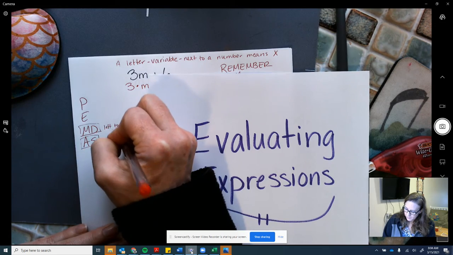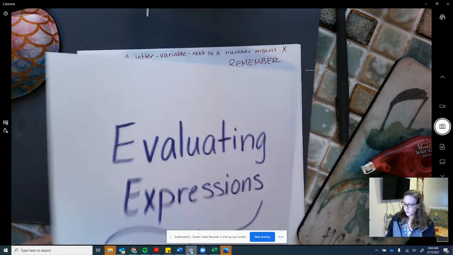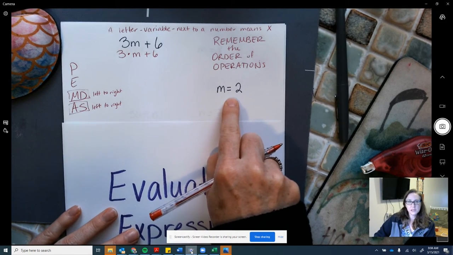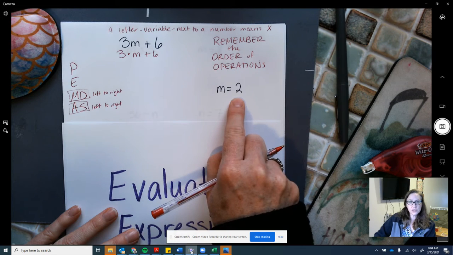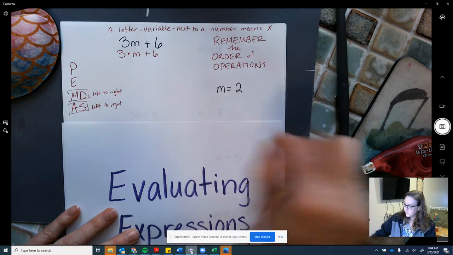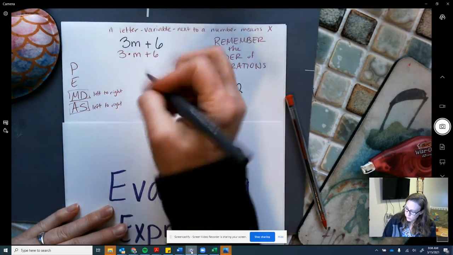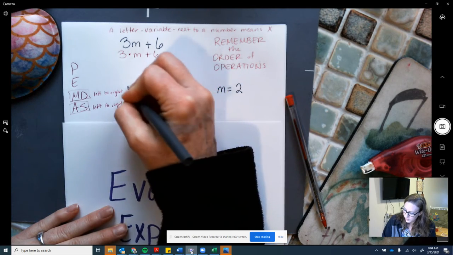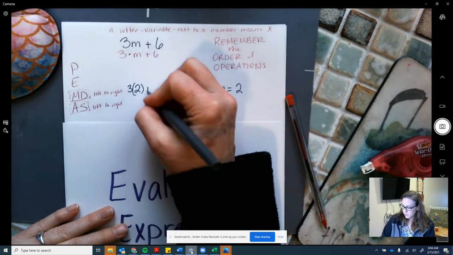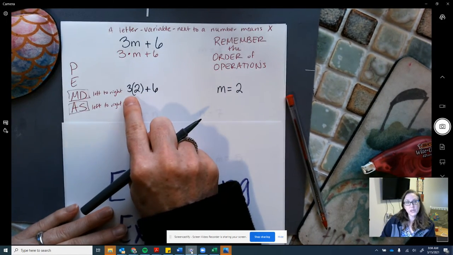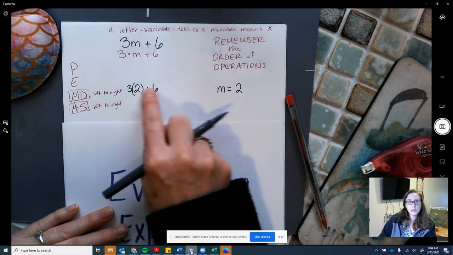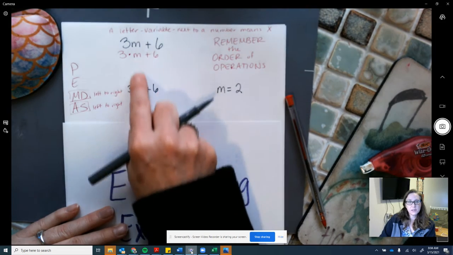Okay, so the first thing you do is look at what the variable equals. So here the variable equals 2. So we have 3m plus 6. So m, if it equals 2, we're going to rewrite it: 3, 2. So the m becomes a 2, plus 6. So the first thing we do is we rewrite the expression with the number in the place of the letter.